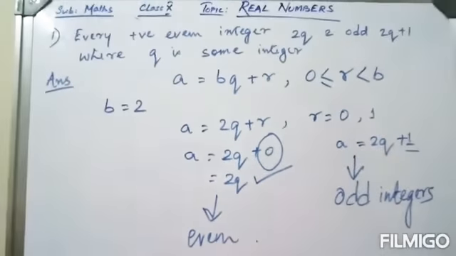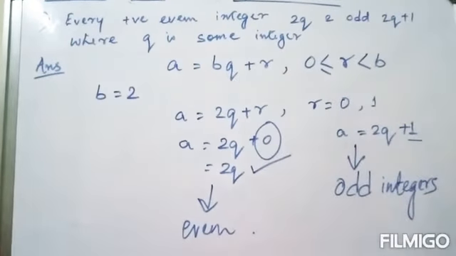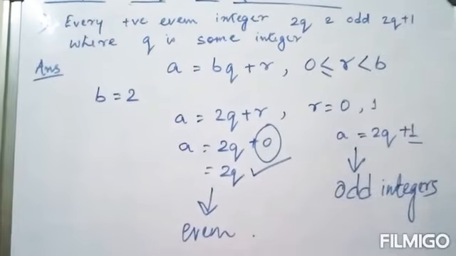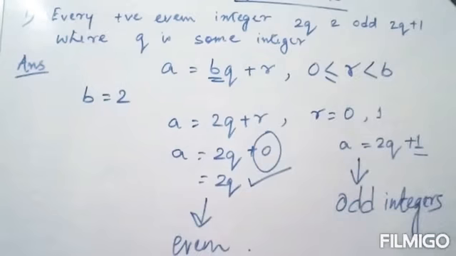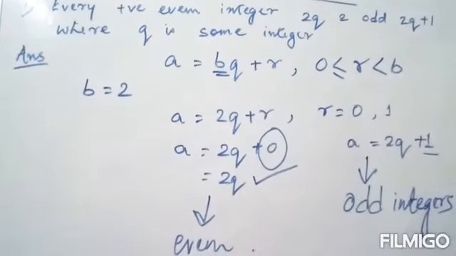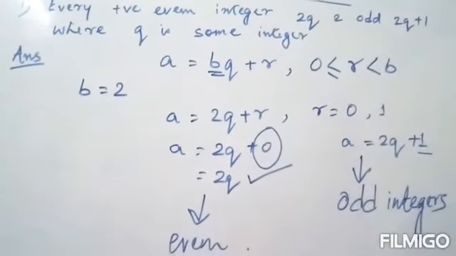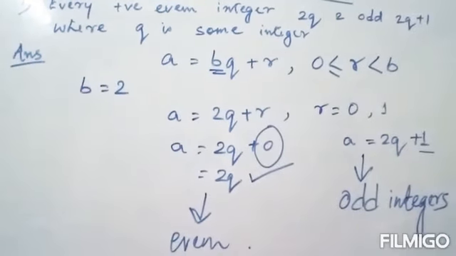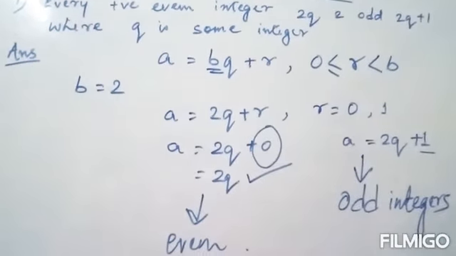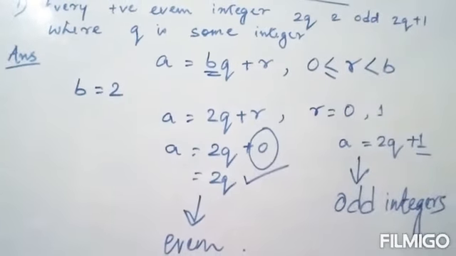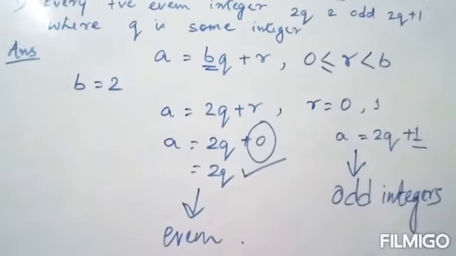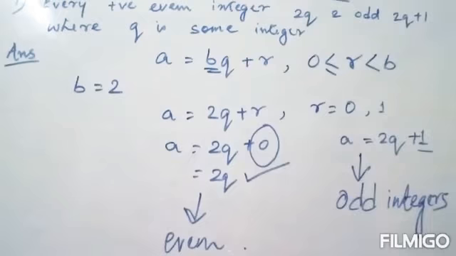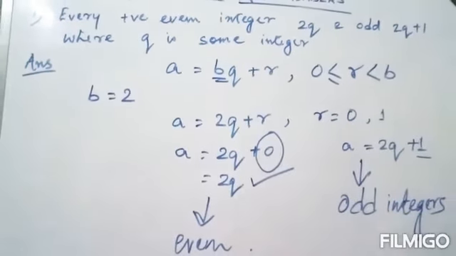So whenever you get this type of question, always remember, the first thing you have to decide is what your divisor will be. If it is by 3, then 3 will be your divisor. If it is by 4, then 4 will be your divisor, and you have to find out within what range the values of R will remain. So let's see more questions like this.